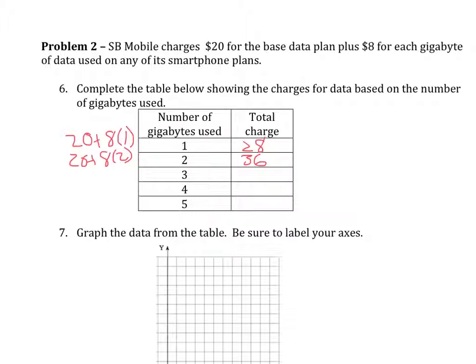All right, I want you to finish the page with your group. So I'll give you about 10, 12 minutes here to finish the page with your group. Go ahead. Okay, here we go. All right, so then for 3, I should have 44. For 4 gigabytes, I should be charged $52 and $60 for 5 gigabytes.